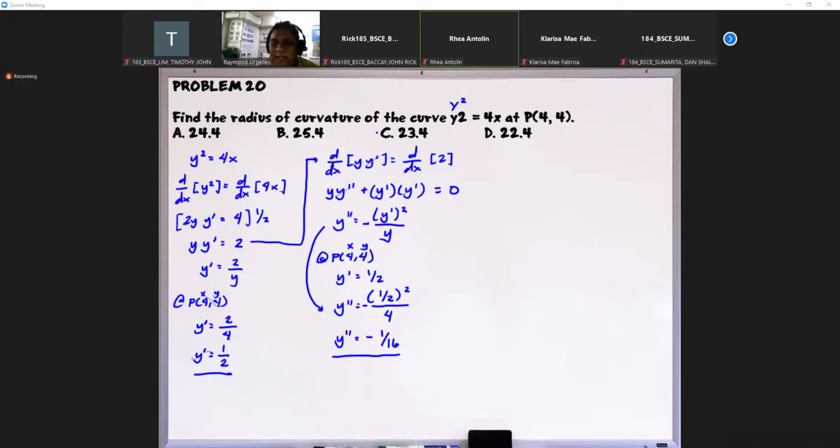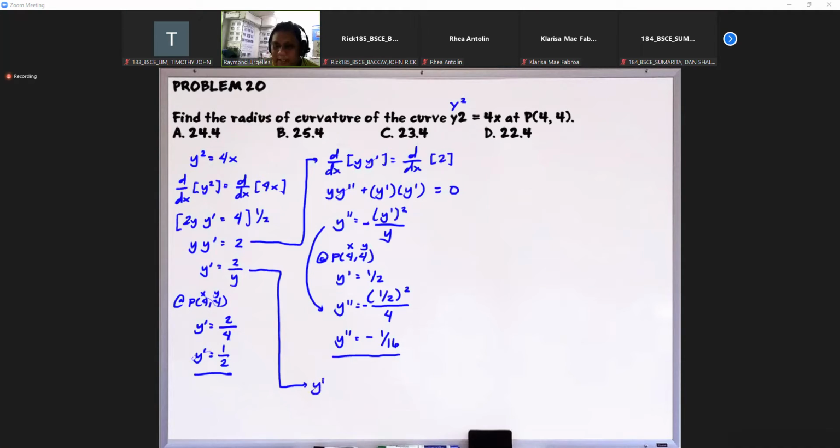So we have y prime, and we have y prime prime. Therefore, the next step is to solve for the radius of curvature. But first, let me show you another way to solve for y prime prime, which is by using this equation. If we use this equation, it is straightforward.